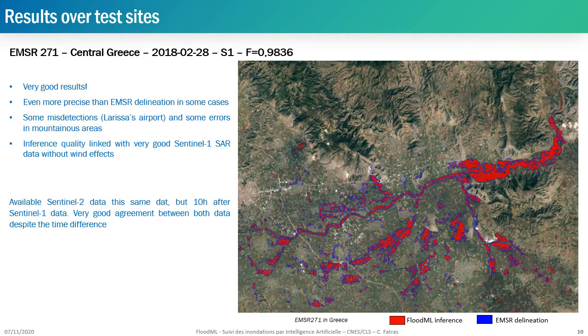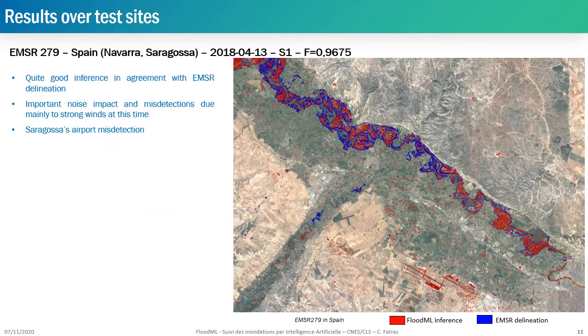We have very good results here in the central Greece flood event, with very good agreement between both data sources, with some misdetections in some mountainous areas, and we could check those inferences from SAR data with optical data, thanks to an image of the same date, despite the 10 hours time lag between both information.